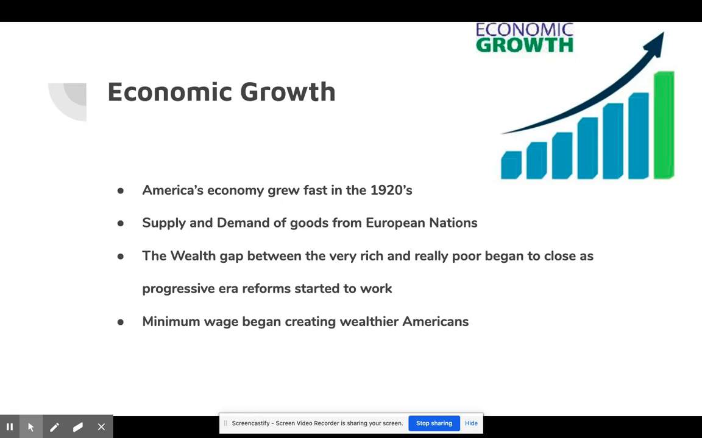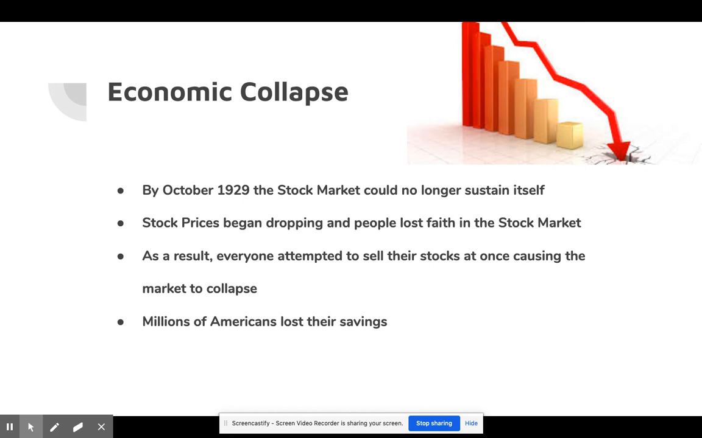People were making good money, lots of happiness, lots of spending, and that would soon change, as we will see here with the economic collapse. By October 1929, the late 20s, the stock market can no longer sustain itself. Okay, well, what does that really mean? So stock prices began dropping, and people lost faith in the stock market. Therefore, as a result, everyone attempted to sell their stocks at once, causing the market to collapse.